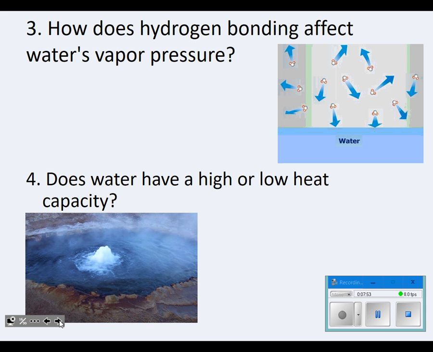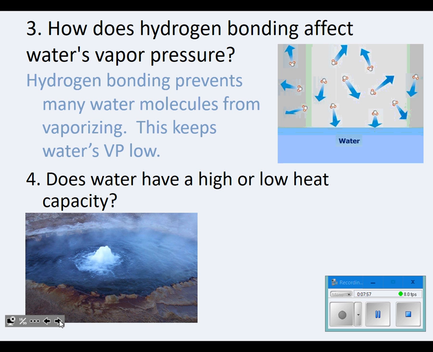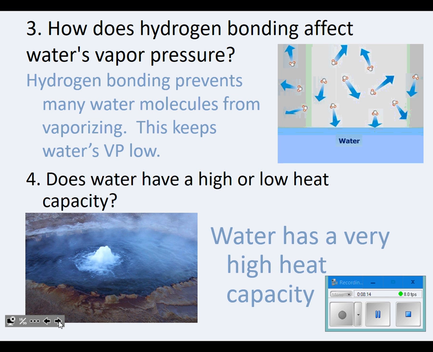Then how does hydrogen bonding affect water's vapor pressure? It makes it to where it's low, because the hydrogen bonds prevent the water from wanting to vaporize or become gaseous form. Does water have a high or a low heat capacity? It actually has a very high heat capacity because it has a very high boiling point, and so it takes a lot of energy. It'll hold a lot of energy before it'll change states of matter.